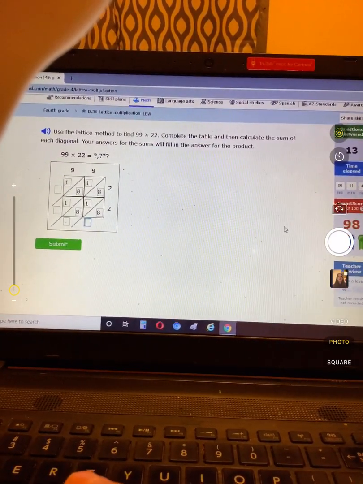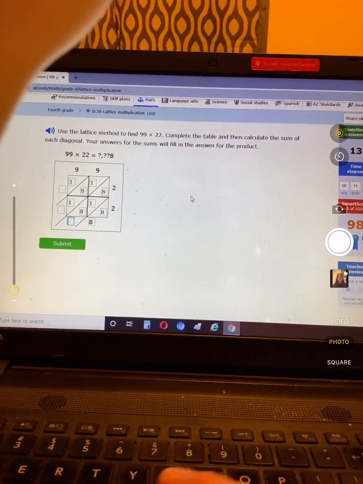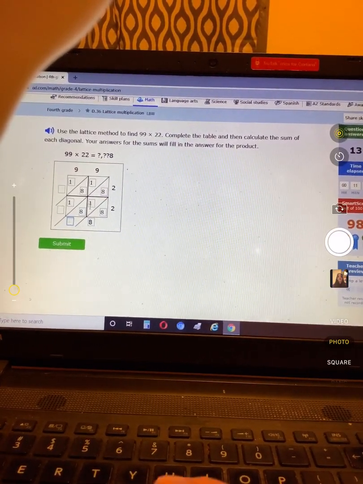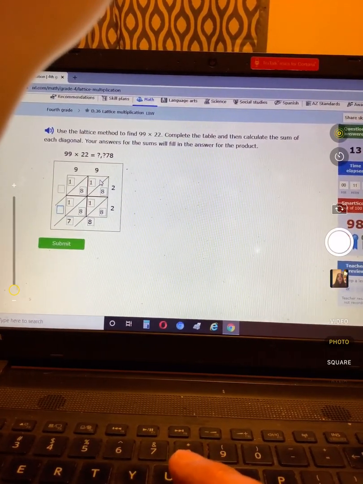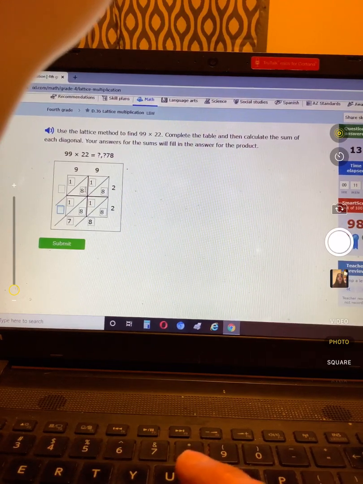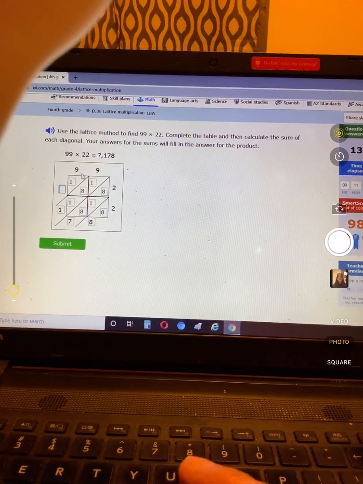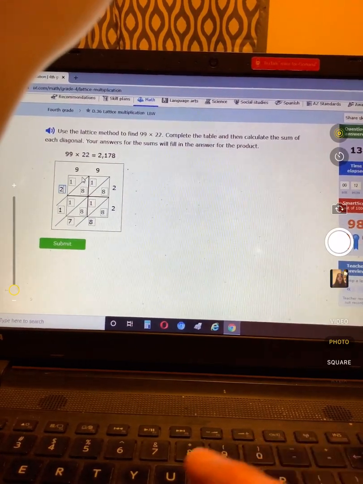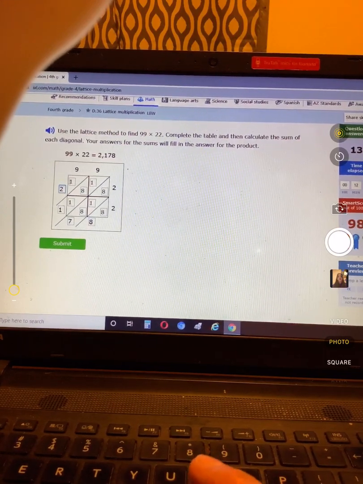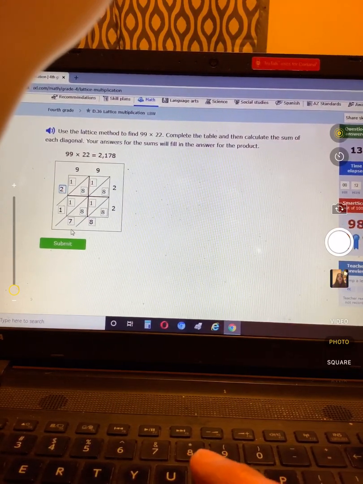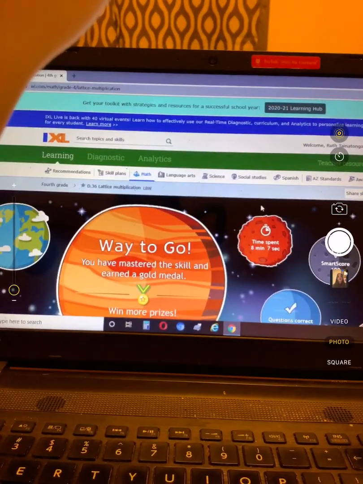Sorry guys. 8 plus nothing would be 8. We had 8 plus 1 is 9, plus 8 more is 17. Carry a 1. 1 plus 1 is 2, plus 8 would be 10. Plus 1 more would be 11. Carry a 1. 1 plus 1 is 2. Okay? So 99 times 22 should be 2,178. And we did it.